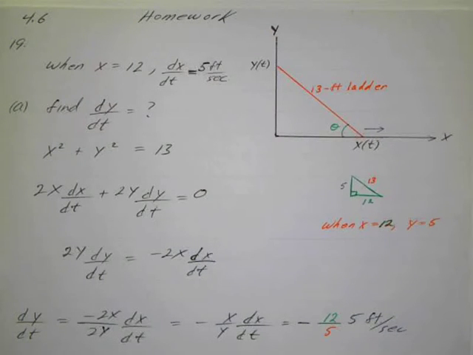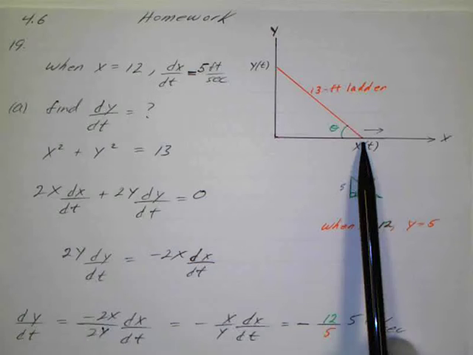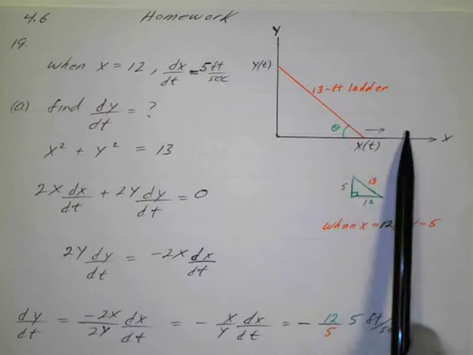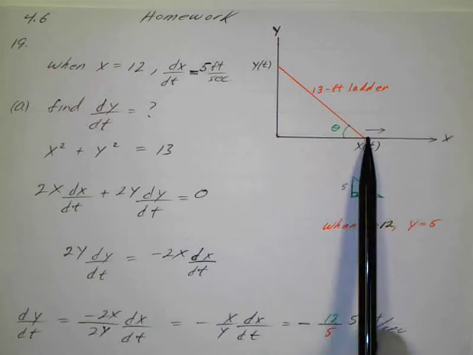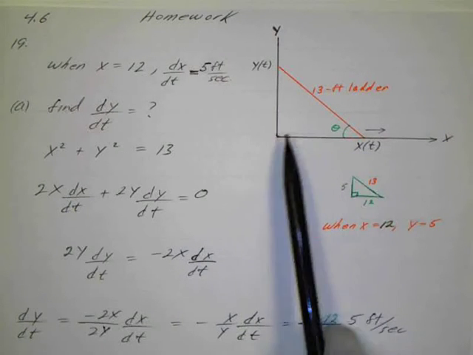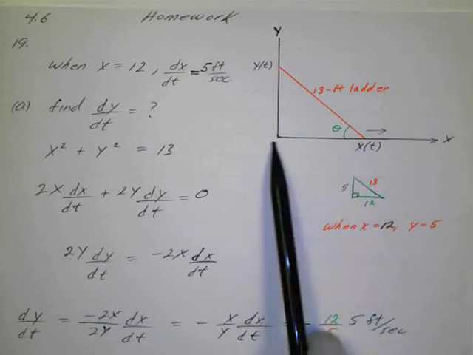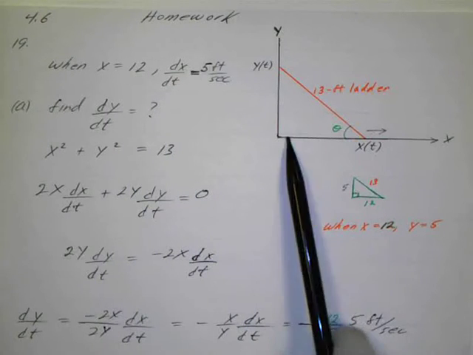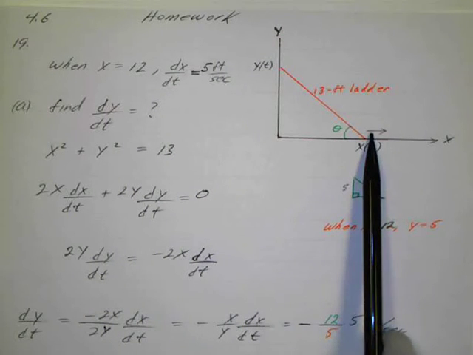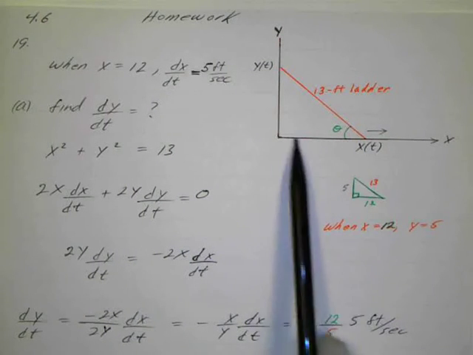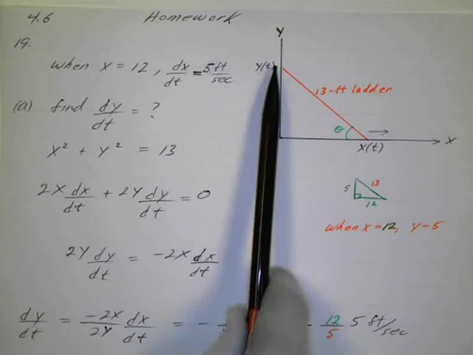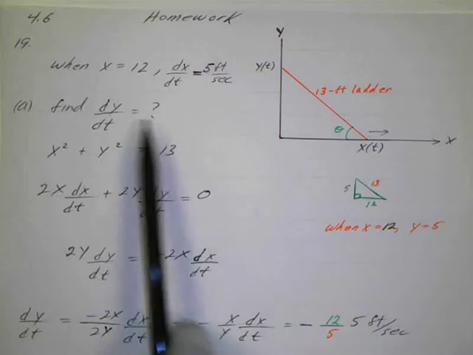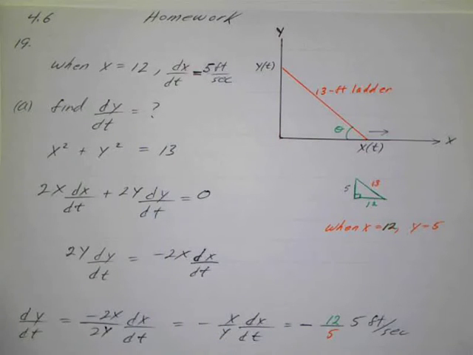Well, y is going to be vertical, and x will be the horizontal position. So the ladder is moving this way, so when the base of the ladder is 12 feet away from the house, that's going to be x, so x will be 12, and it's moving away at a rate of 5 feet per second, so that's dx/dt. dx/dt will be 5 feet per second, and they want you to find out how fast it's sliding down the wall, so that's going to be find dy/dt.